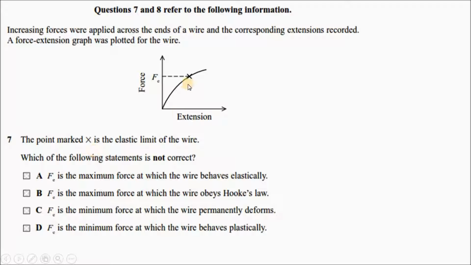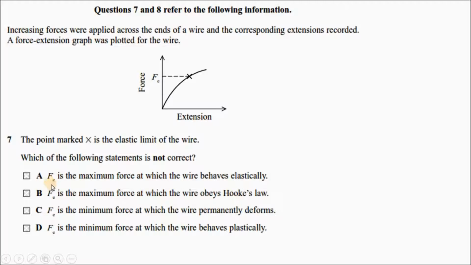So this is the elastic limit. Fc is the maximum force at which the wire behaves elastically. Indeed, because this is the elastic limit, it is behaving elastically, and after that the material will be permanently deformed because this is the elastic limit. Fc is the maximum force at which the wire obeys Hooke's law.